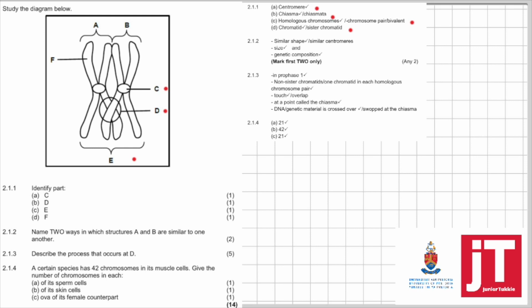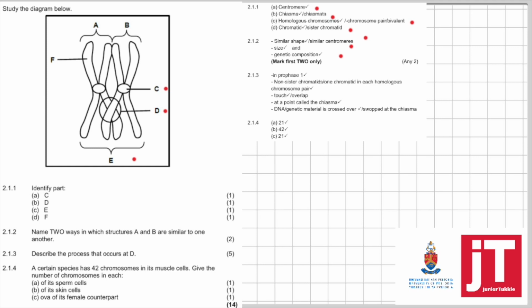2.1.2 Name two ways in which structures A and B are similar to one another. So these are homologous chromosomes. So they have the same shape, they have the same centromeres, they're the same size, and they have the same gene composition. Any two.